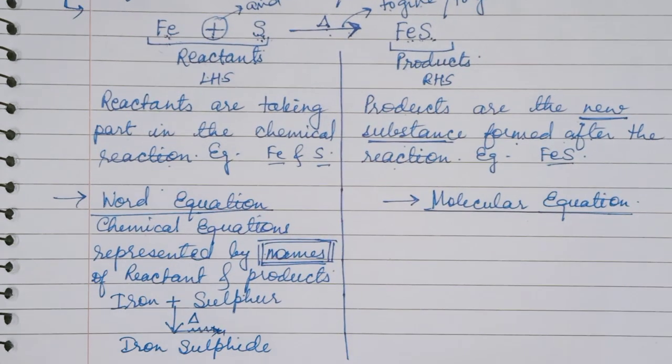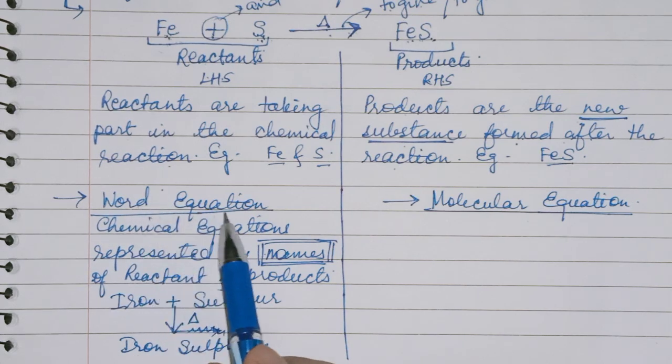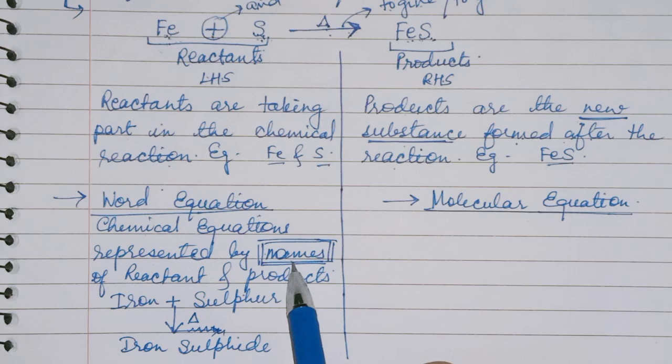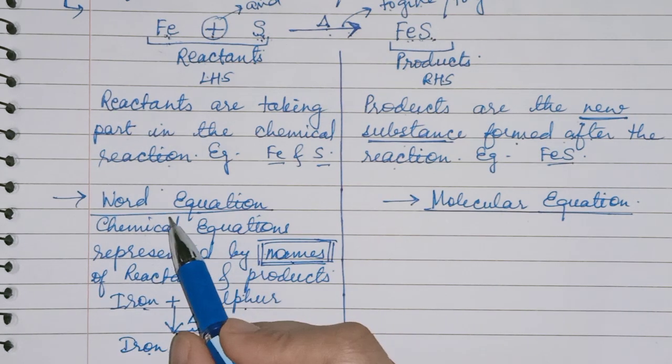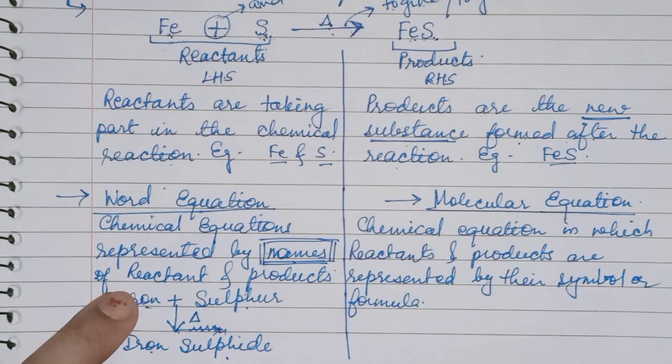Okay, so one more time, what is a word equation? When the chemical equation is represented by the names of reactants and products. Iron and sulfur gives iron sulfide. This is a word equation. Now we will move towards the molecular equation.